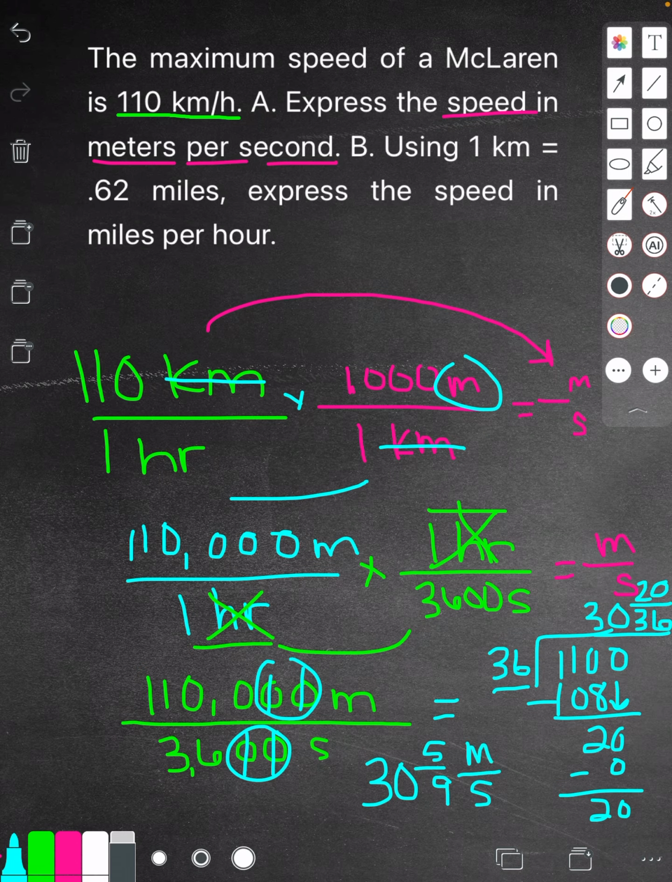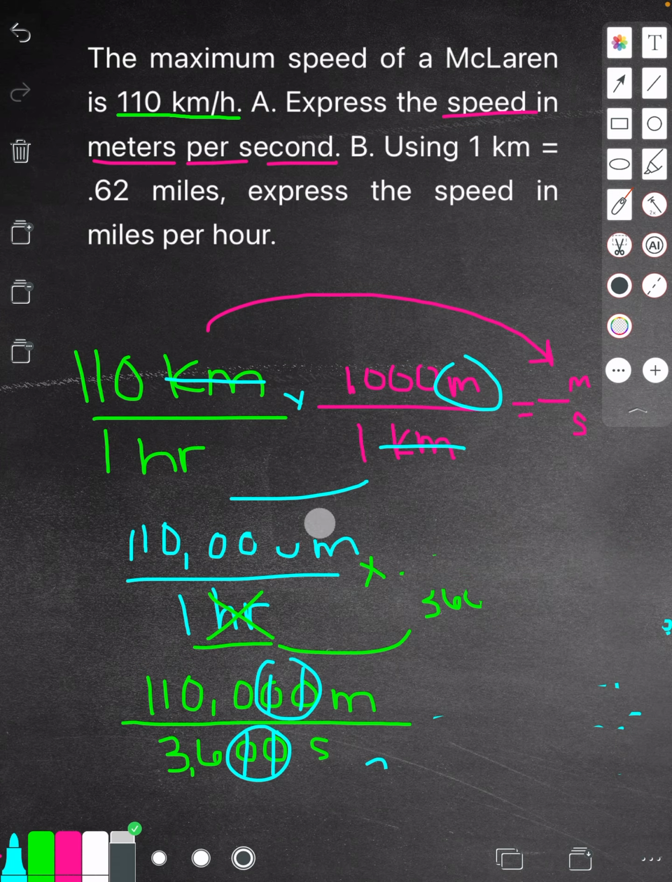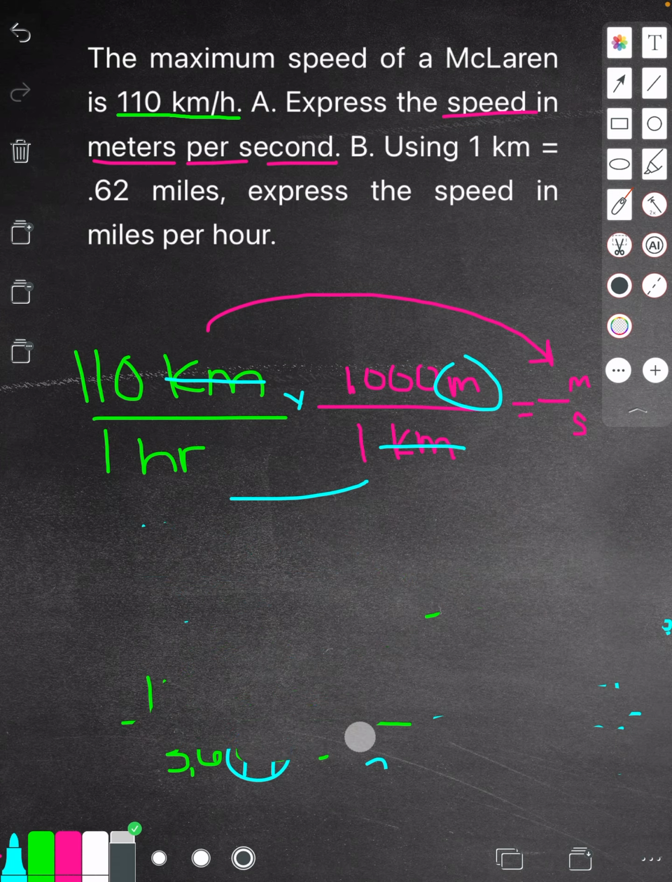All right, the next part here, they're asking us for B. If you go back and you look at B, it's asking us to go from kilometers to miles per hour. And so we're actually going to go backwards. We're going to go back to our original rate, which was listed in the problem up at the top.